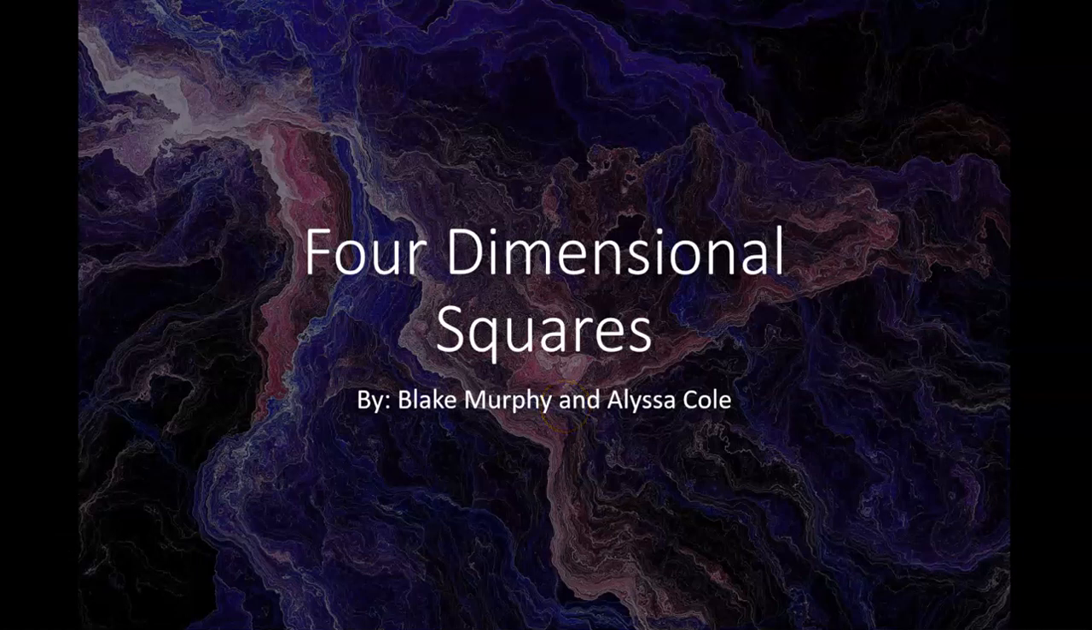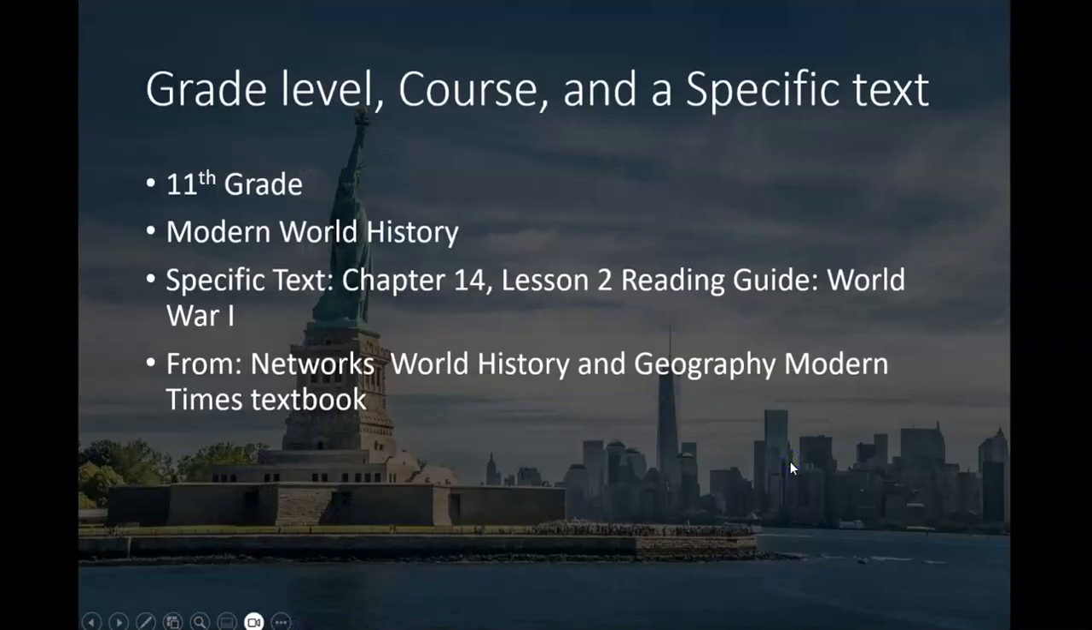Hi everyone, so today we're going to be going over a vocabulary strategy called four-dimensional squares. So this strategy I adapted for a grade level at 11th grade, a course of modern world history, and the specific text we're going to be using is Chapter 14, Lesson 2, a reading guide for World War I, and it is from the Network's World History and Geography from Modern Times textbook.